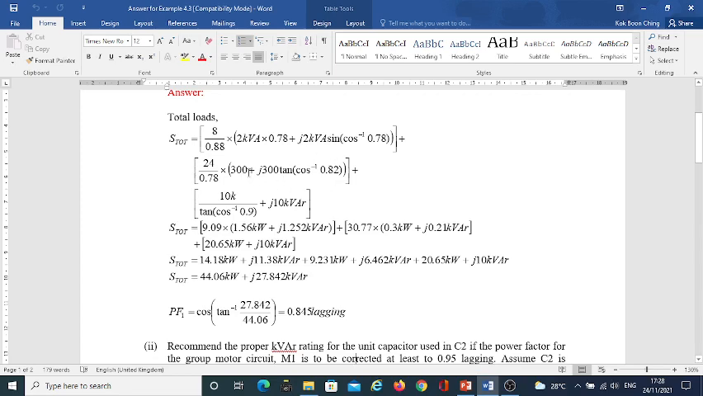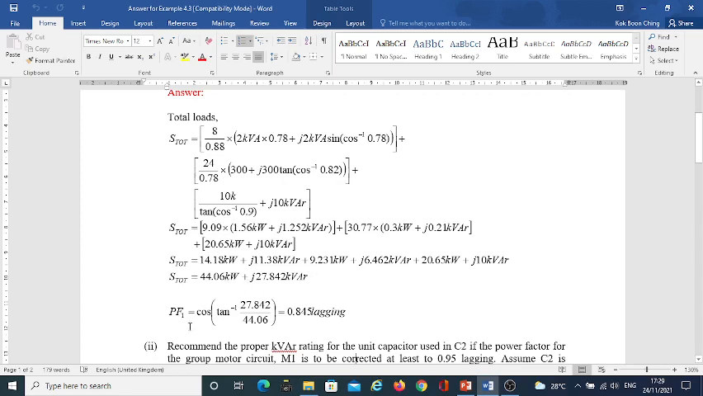We can use this P to find the Q using tangent theta. As I told you, tangent theta is equal to Q over P. Then this one is given as 10 kVAR, without giving the P. So we can use the same concept, tangent theta equals Q over P, to find the P here. In total we have P plus jQ for the system.